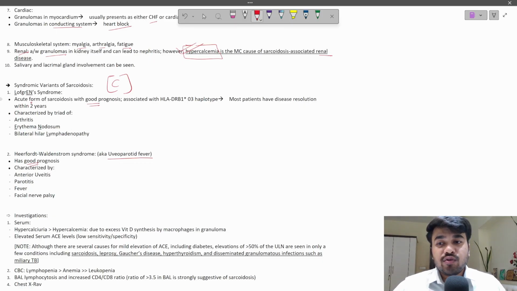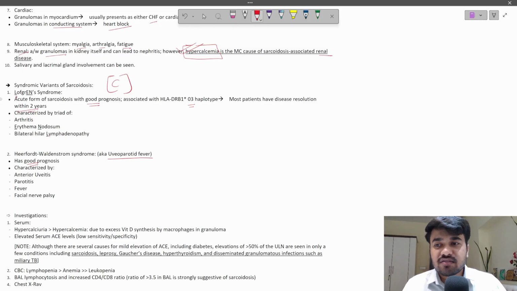Lofgren syndrome is an acute form of sarcoidosis with a good prognosis, associated with the HLA-DRB1*03 haplotype. As we studied before, the 03 haplotype is associated with good prognosis and faster resolution. Thus, Lofgren syndrome also has disease resolution within 2 years. And it is characterized by a triad of arthritis, erythema nodosum, and bilateral hilar lymphadenopathy.